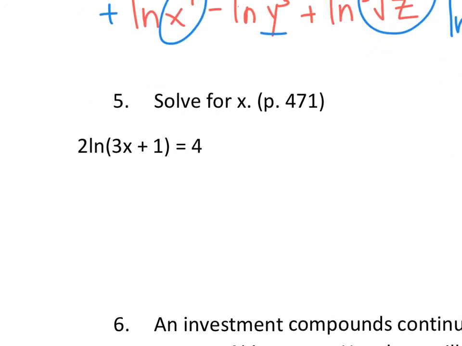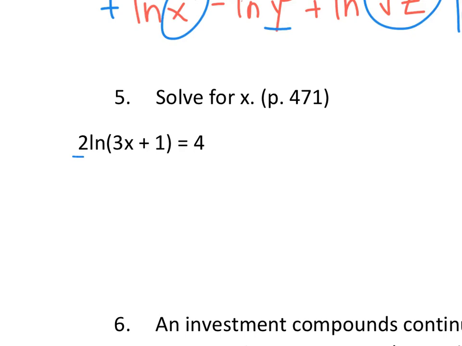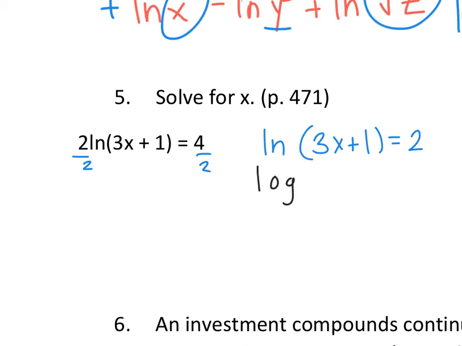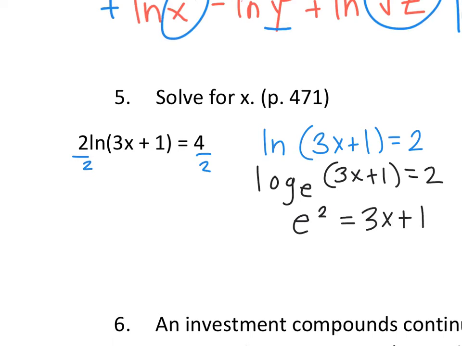Okay, number 5, to solve, I want to isolate the natural log, so I'm going to divide both sides by 2. So I have natural log of 3x plus 1 equals 2. So the natural log, by definition, is the same thing as log base e. So I'm going to write it as log base e of 3x plus 1 equals 2. So if I have written it as a single logarithm, I'm going to rewrite this as an exponential equation. So it's going to be e squared equals 3x plus 1. Well, e squared is just a number, so I can just do e squared minus 1 and then divide by 3.